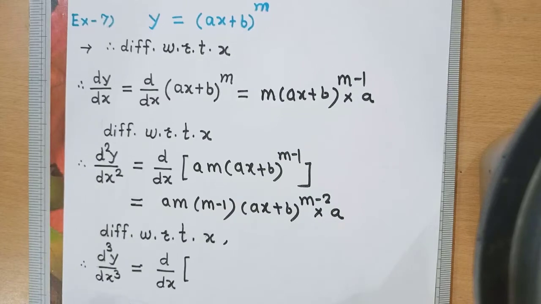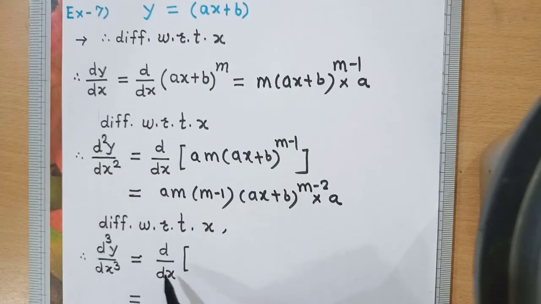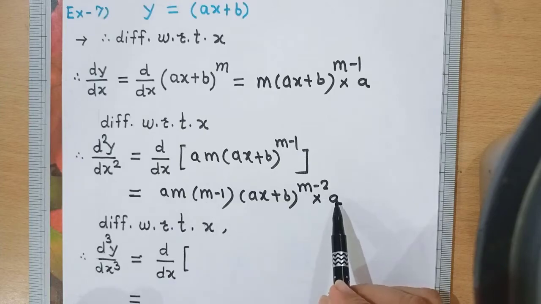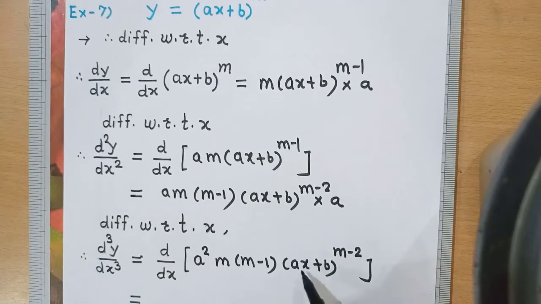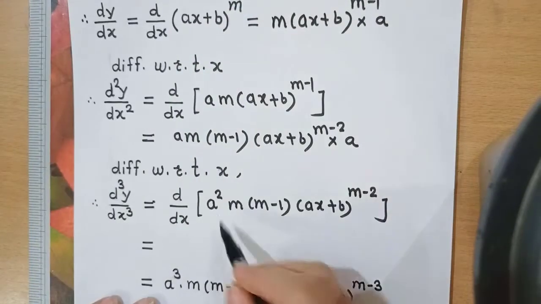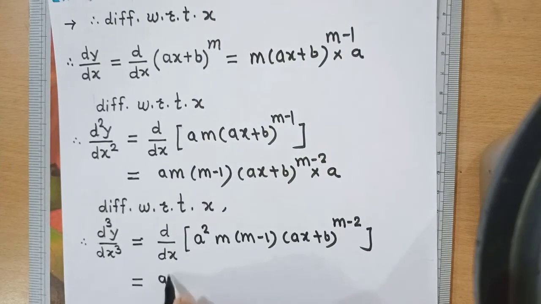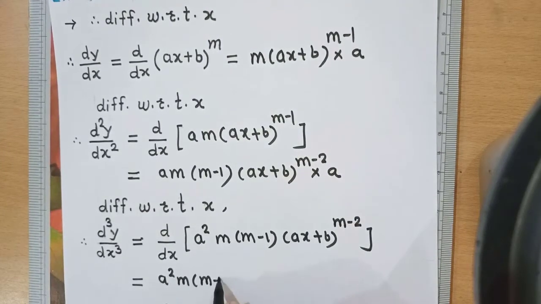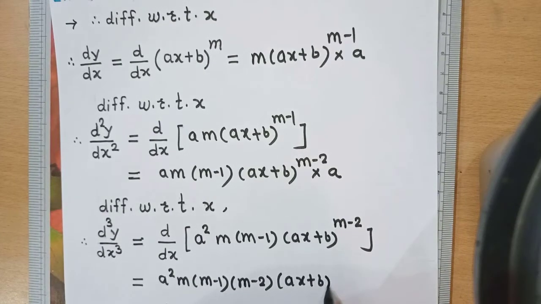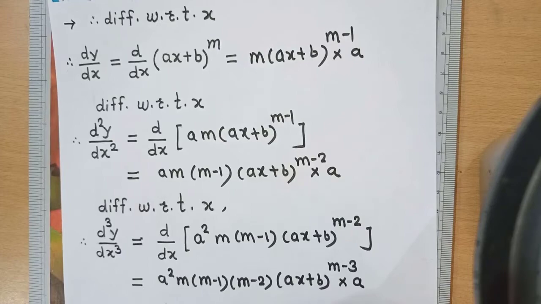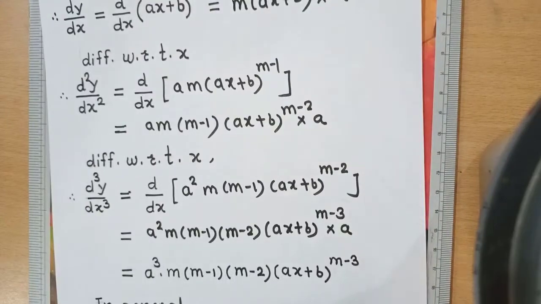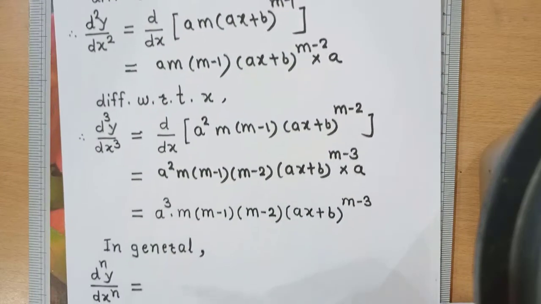Now again differentiate this. So we have d cube y by dx cube equal to the derivative of this whole function. I am multiplying this a to a. Now differentiate this. So we have these three as constants: a square, m minus 1, m minus 2, and then (ax plus b) raised to m minus 3, and again the derivative of this is a. So a square into a gives a cube, write that in the next step, and then write down the nth derivative.